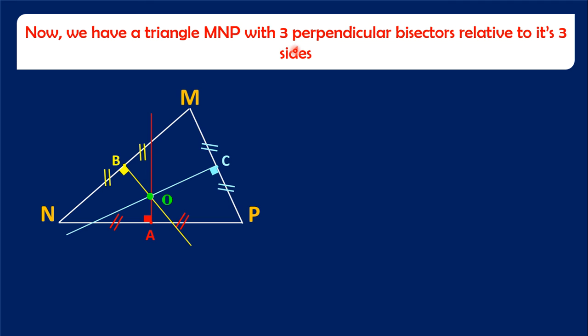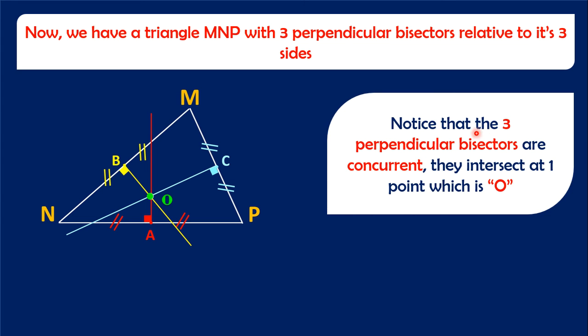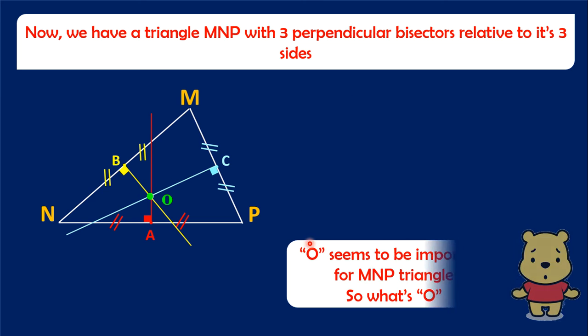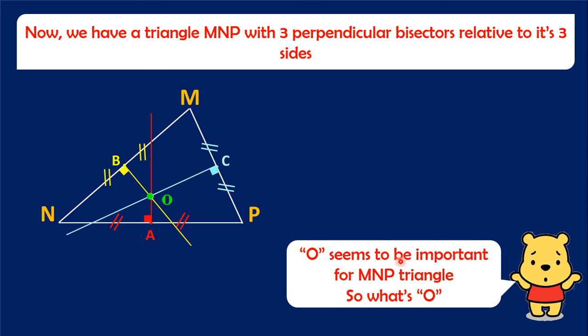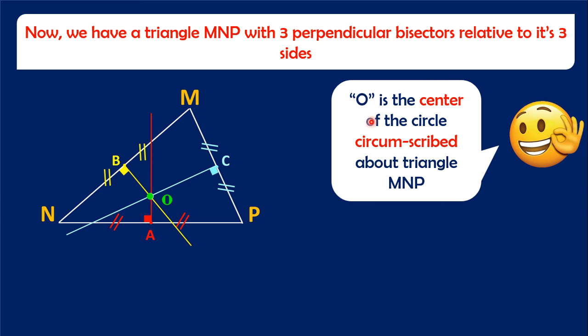Now we have triangle MNP with three perpendicular bisectors relative to its three sides. Notice that the three perpendicular bisectors are concurrent, which means that they intersect at one point, which is O. The three perpendicular bisectors intersect at point O. They are concurrent. So O seems to be important for triangle MNP. So what's O? O is the center of the circle circumscribed about triangle MNP.